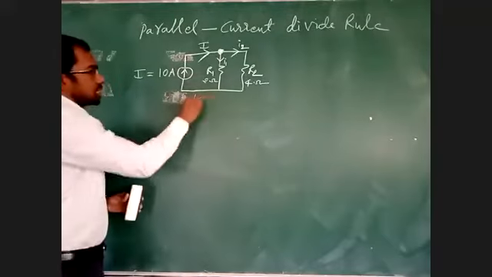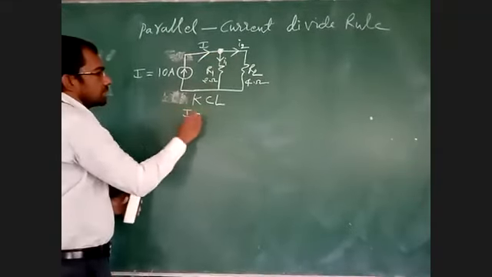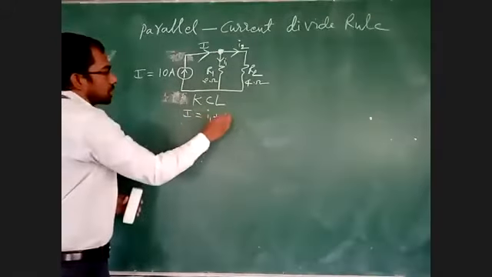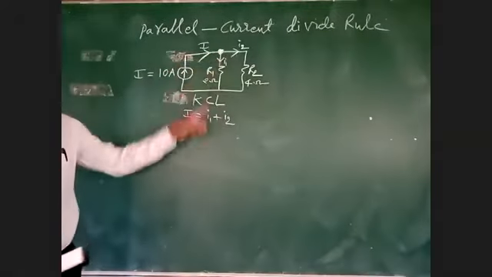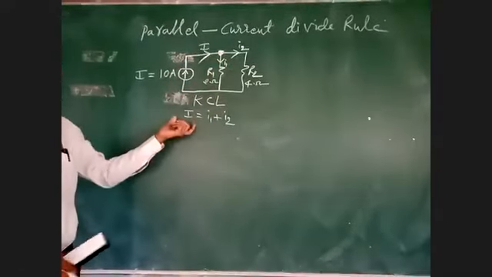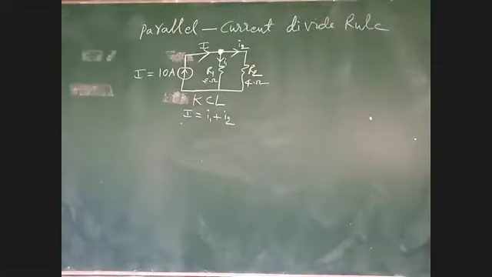Now apply KCL. Incoming current is equal to outgoing currents. I is equal to I1 plus I2. I is the incoming current, I1 and I2 are leaving currents. Sum of incoming currents is equal to sum of leaving currents according to KCL.